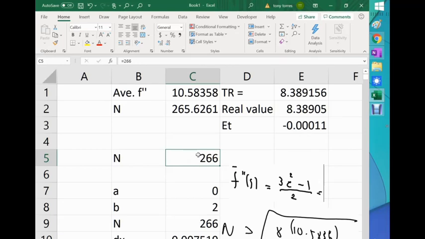Again, this is just a comparison between error bound and truncation error. And who won on this? I think truncation error did a marvelous job.